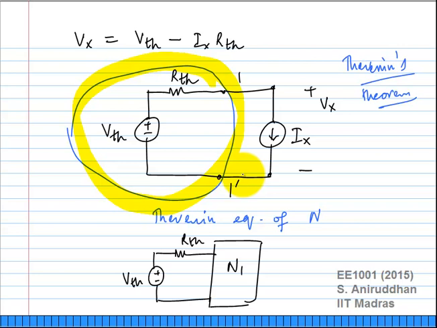So what all did we use? We used the superposition principle, we used the substitution theorem. The superposition theorem and the substitution theorem were used to prove Thevenin's theorem. Any questions about this? About Thevenin's theorem?